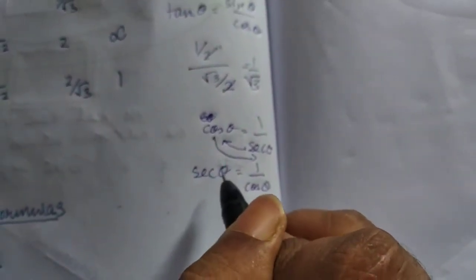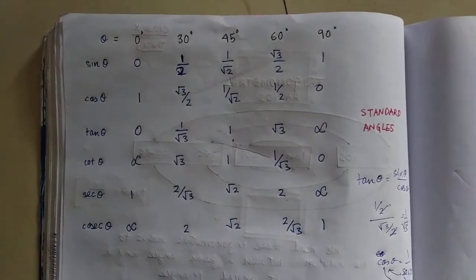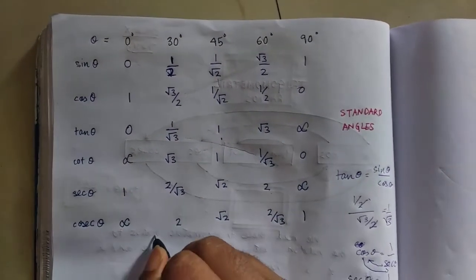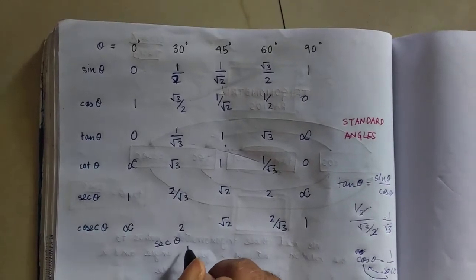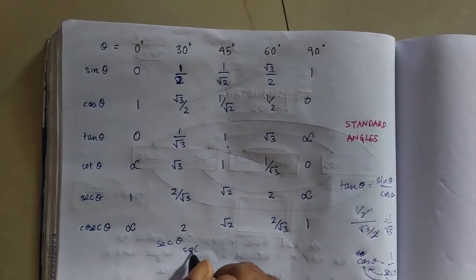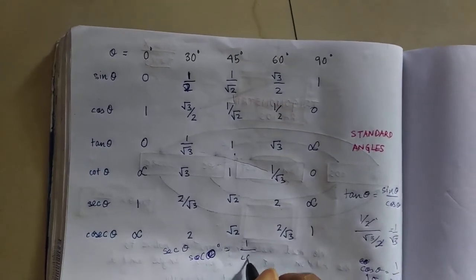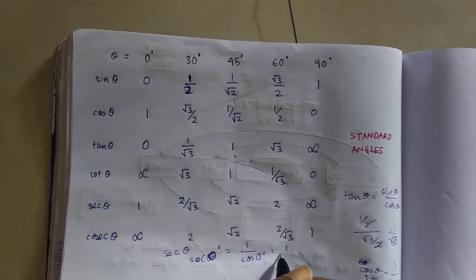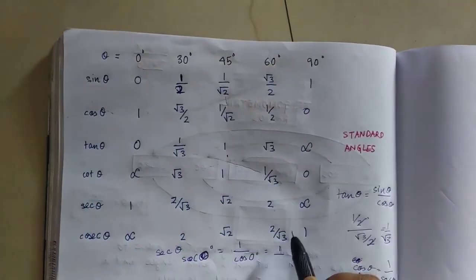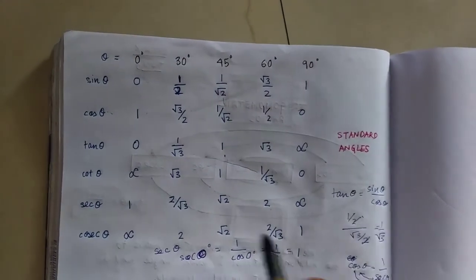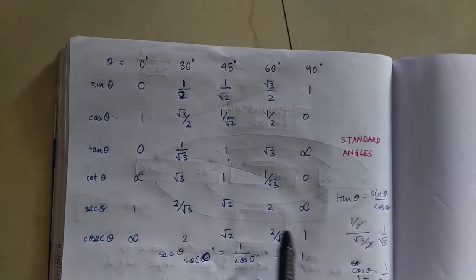So we can find sec theta by using this formula. Sec theta when theta is equal to 0 degree, which means sec 0 degree, is equal to 1 by cos 0 degree. What is the value of cos 0 degree? 1. 1 by 1 equals 1. And you can similarly find the rest of the angles too.